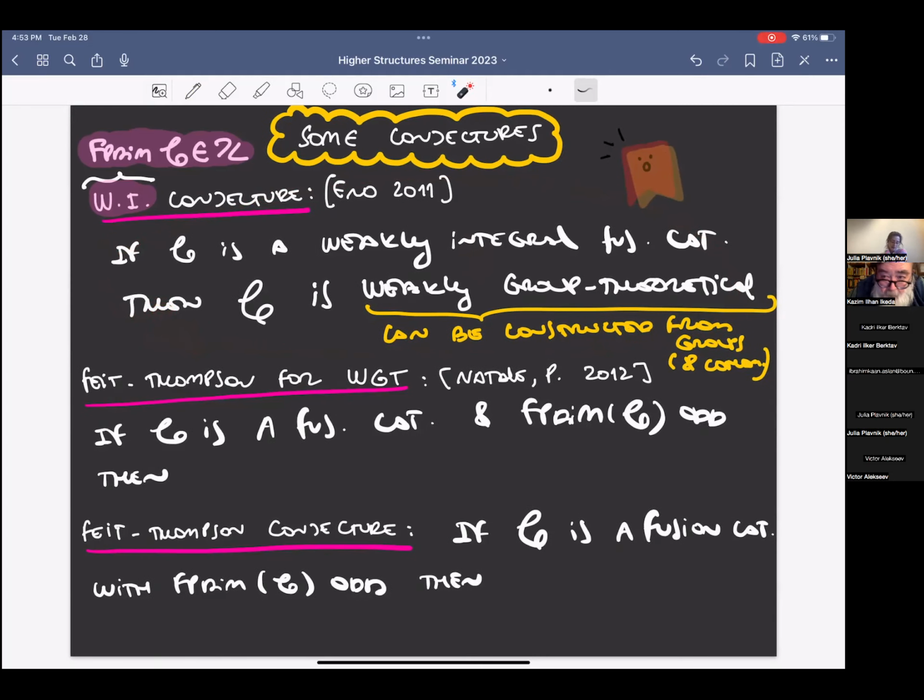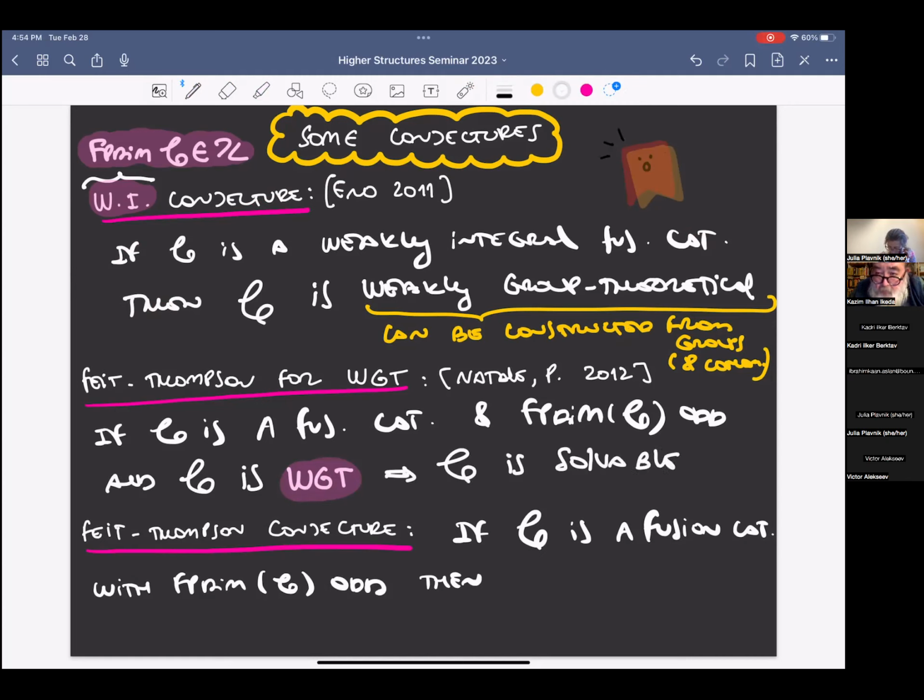So when I was doing my PhD, Natalia and myself, we proved that when C is a fusion category that has odd dimension and C is weakly group theoretical, and here I'm asking for weakly group theoretical, let me stress this, in this case, we can prove that C is solvable. Again, I didn't define solvable. It's Morita equivalent to some nice category, which is called cyclic nilpotent.